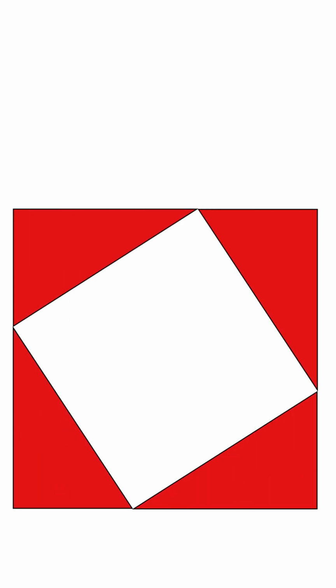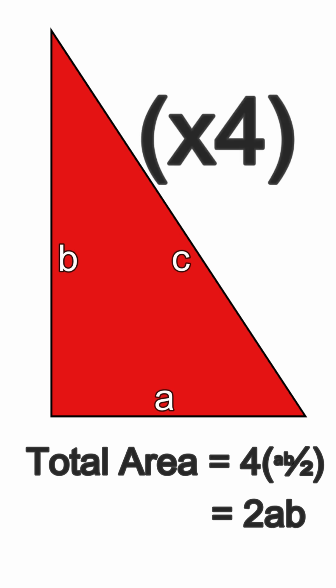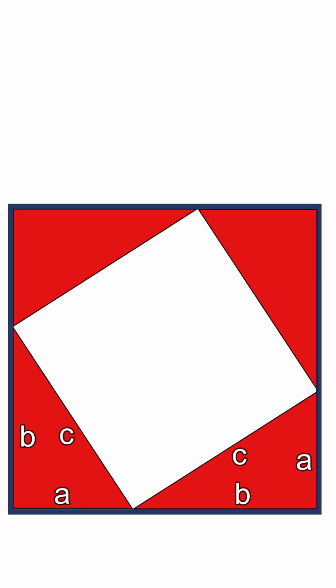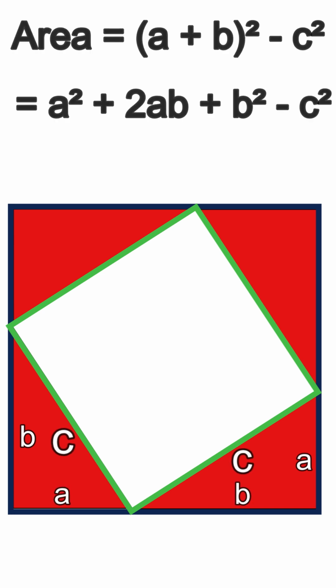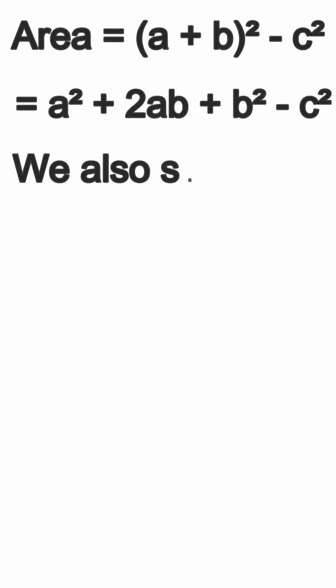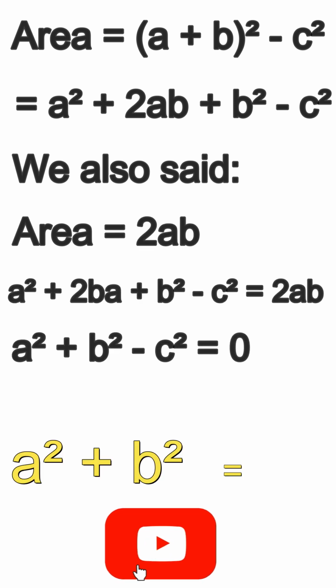First, it's just 4 times the area of our original triangle, and 4 times AB over 2 tells us that our shape has an area of 2AB. But we can also calculate the area as the area of the big square minus the area of the smaller square. A plus B all squared minus C squared. This has to equal our first area calculation, and if we rearrange a little, we arrive at Pythagoras' theorem.